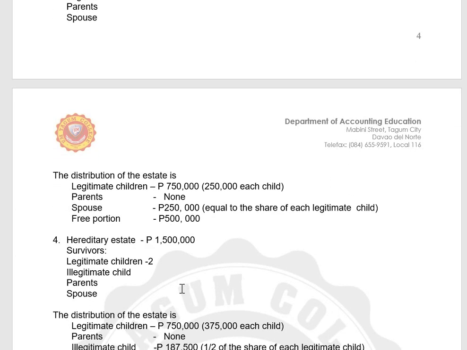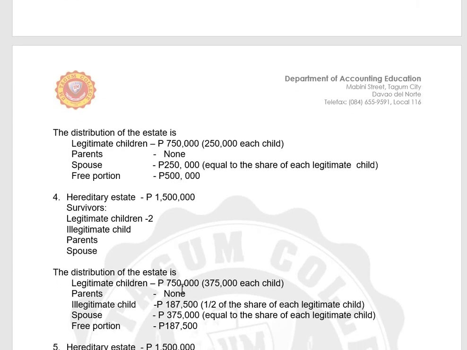Okay? And then, we have the other example. So, hereditary estate is 1.5 million. The survivors are legitimate children, dalawa, may illegitimate child, may parent, tsaka may spouse. So, same. Walang ma-receive si parent kasi may descendants. So, since dalawa yung anak, so, 750 divide 2. So, 750 kasi half of the hereditary estate. 750 divide 2. So, 375, diba?